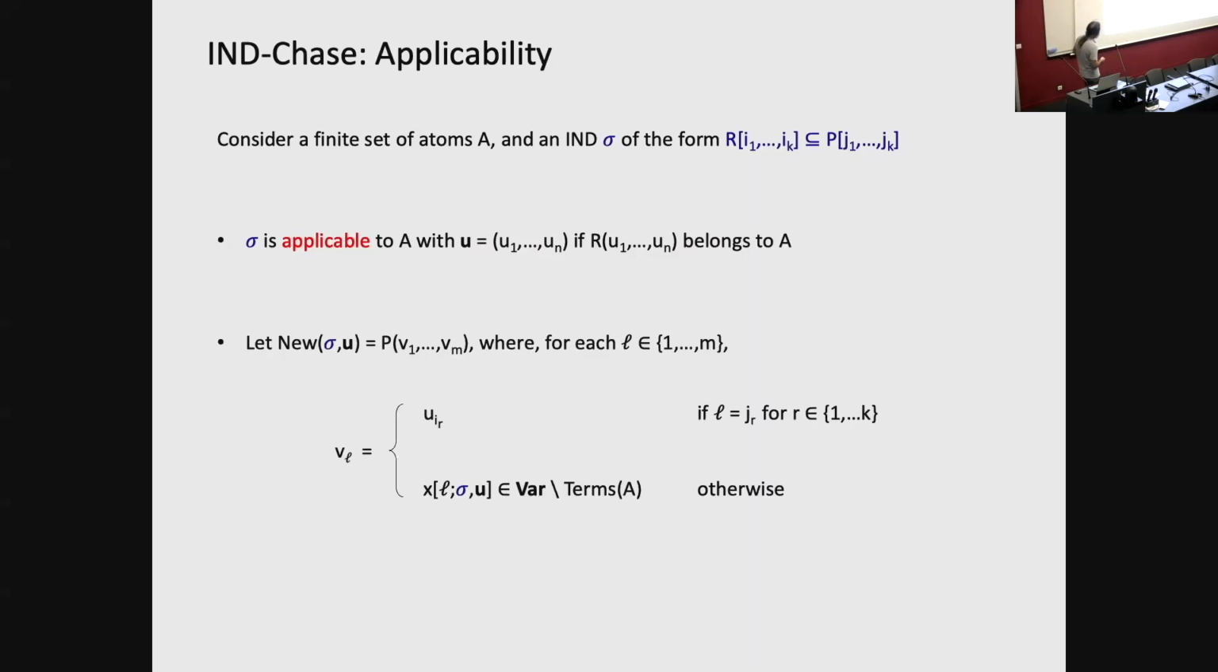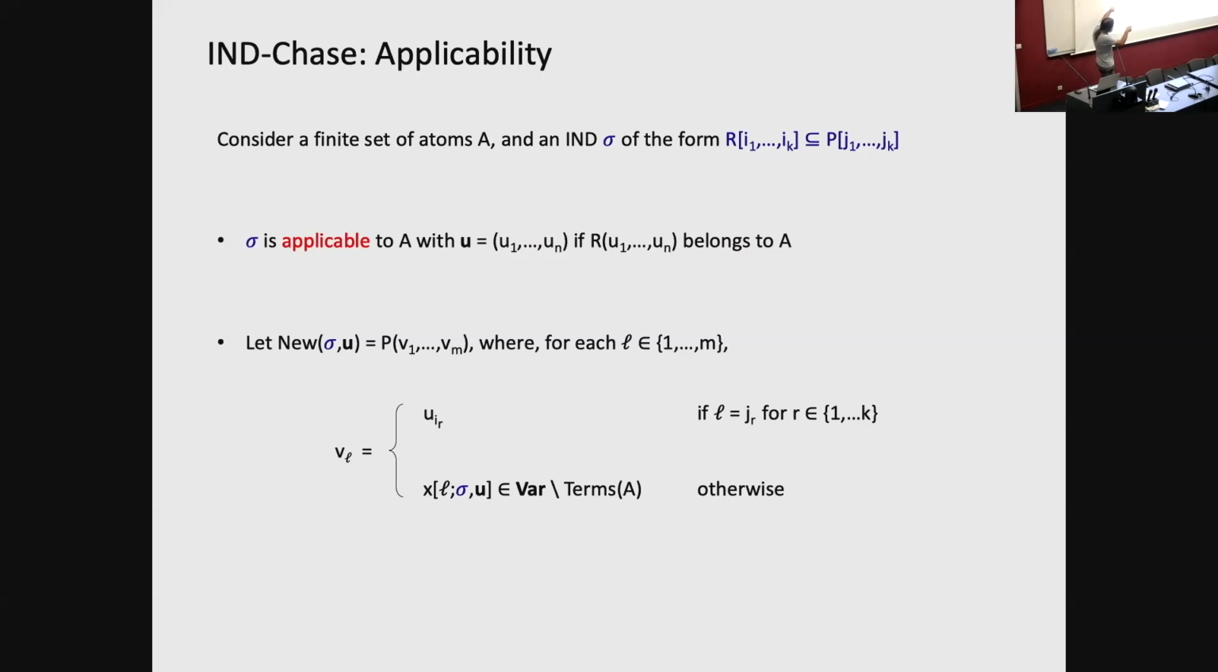Great. Now, once we have an inclusion dependency that is applicable to a set with U, what do we want to do? We want to define the new atom that we want to add. Because if sigma is applicable, it means that we have to apply it with this witness U and add a new atom. What will be this new atom is defined here, denoted by new sigma U, which will be a P atom of this form. Let's see now how these variables look like. I think it's clear what's going on.